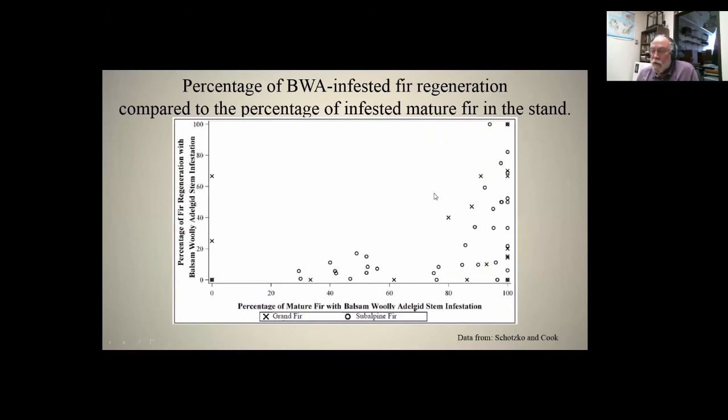When we have co-occurring mature and regeneration subalpine fir on a stand, notice that as the percentage of mature subalpine fir infested with balsam woolly adelgid goes up, the percentage of fir regeneration that is infested goes up in almost a perfect correlation. So this is work that one of my former students, Kendra Schatzko, was heavily involved with. And this actually worries us. Unlike Fraser fir, where Fred mentioned it can be difficult to find the adelgid on regen, we don't have any trouble at all. And if it's in the overstory, the regeneration just gets hammered.